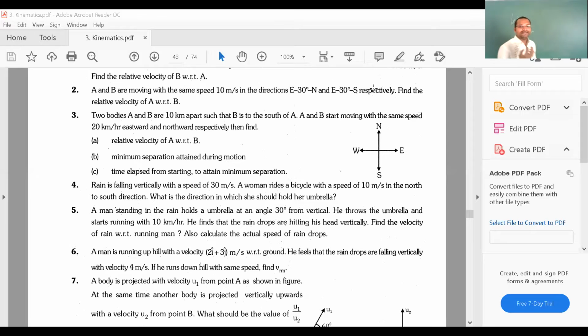Sorry, the man is standing in rain, holds his umbrella at 30 degrees with the vertical. Initially, the man is holding his umbrella at 30 degrees with the vertical, like this. It means rain is falling on him like this. This is velocity of rain. Are you understanding? Because one always has to hold the umbrella exactly opposite to the direction of rainfall. Because he is holding his umbrella 30 degrees in this direction, rain is also falling in this direction. With the vertical this is angle 30 degrees.